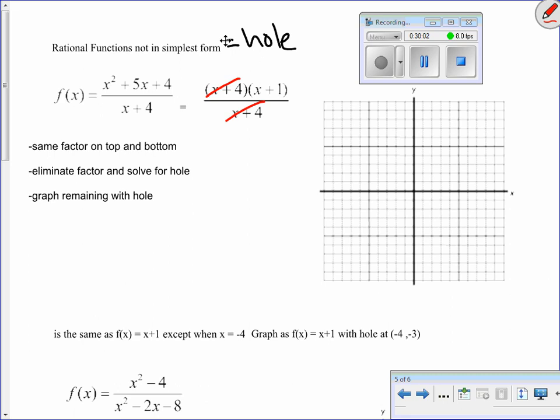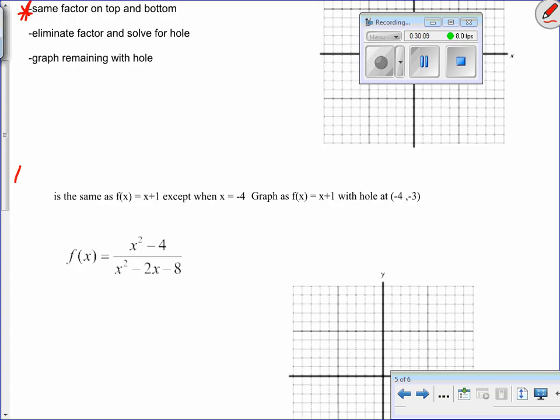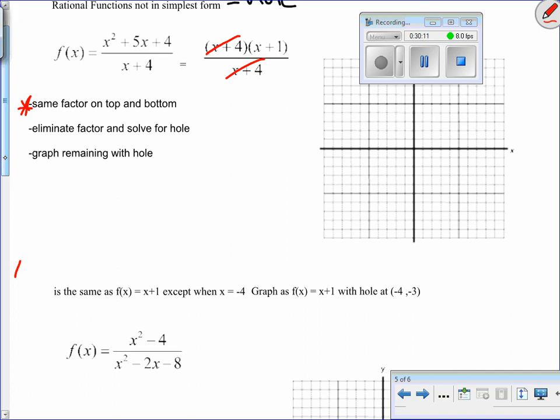So here's what we're looking for: the same factor on the top and bottom. We want to eliminate that factor, and then we want to graph our rational function, but just show that that piece has been removed. We want to put a hole there. So if we solve for this hole, it's going to be at x equals negative 4.